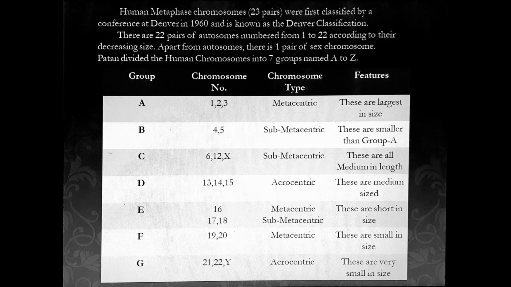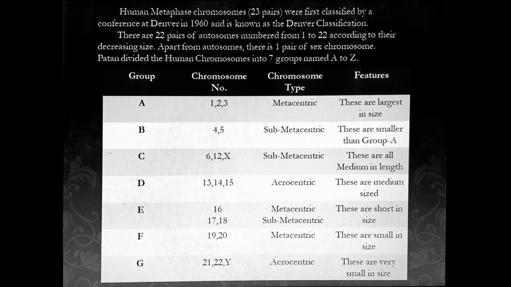Now we know that we have 23 pairs of chromosomes, individually 46 chromosomes. This was first classified by karyotyping in a conference at Denver in the year 1960. Hence it is also known as Denver classification. According to this, there are 22 pairs of autosomes numbered from 1 to 22 according to their decreasing size, meaning on the basis of length. Besides the 22 pairs of autosomes, there is one pair of sex chromosomes. There is a scientist named Patau. He divided the chromosomes into 7 groups, which were named A, B, C, D, E, F, and G.